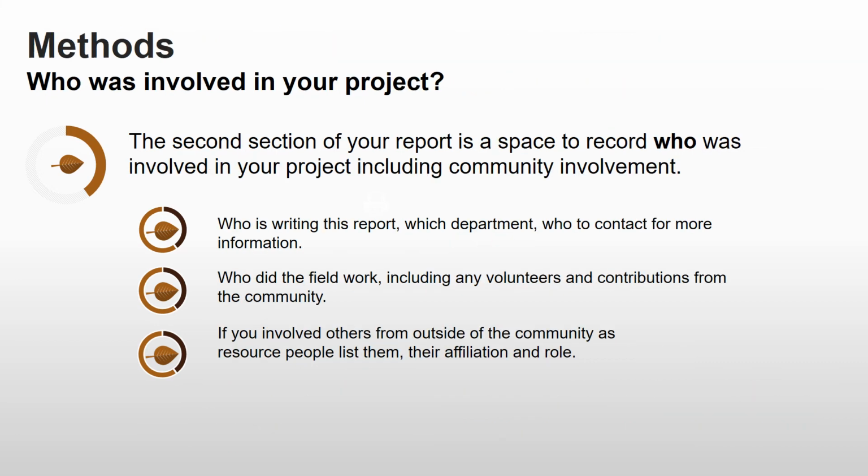Methods. Who was involved in your project? The second section of your report is a space to record who was involved in your project, including community involvement. Who is writing this report? Which department? Who to contact for more information? Who did the field work, including any volunteers and contributions from the community? If you involved others from outside of the community as resource people, list them, their affiliation, and role.